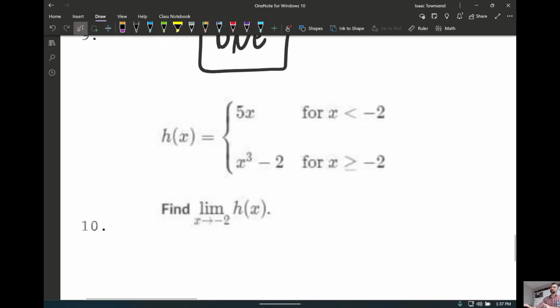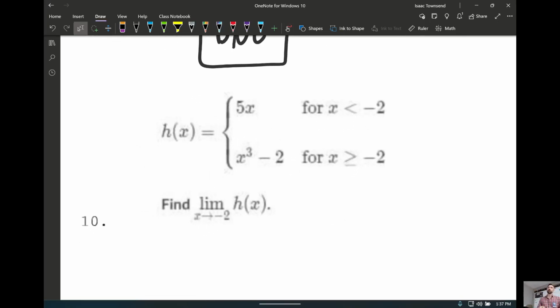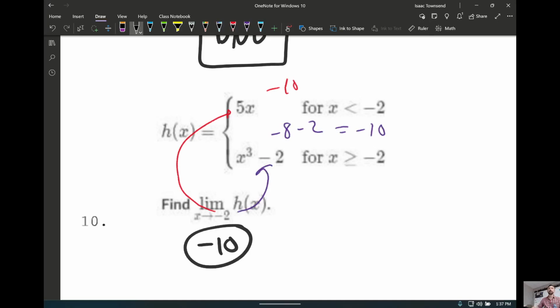Once you get the hang of these, that should have been about enough time to work it 4 times. From the left, I would want to plug it into the one where x is less than that value, negative 2, which is negative 10. The right side, I'd want to plug it into where x is slightly bigger than negative 2, which would be the bottom one, which is also negative 10. And if it approaches negative 10 on the left and negative 10 on the right, then that is your limit answer.